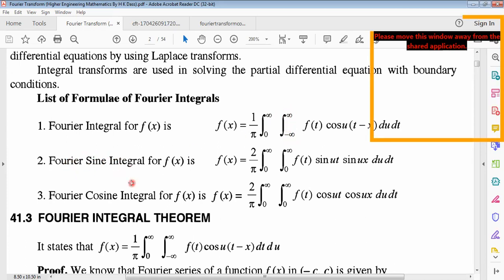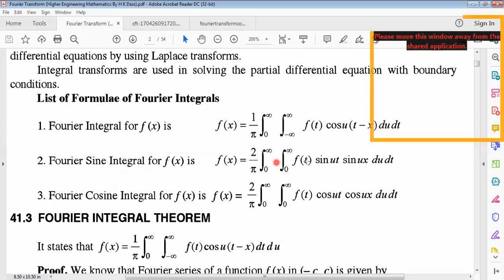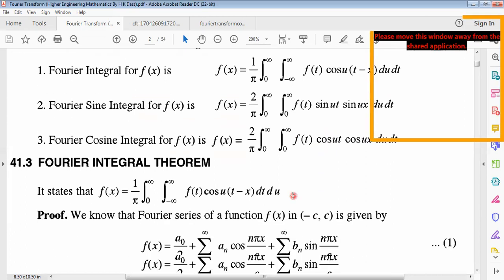Now for the Fourier sine integral, it will be just f of t sin ut sin ux du dt. And for the Fourier cosine integral it will be f of t cos ut cos ux du dt. We have to remember this list of formulas. The first is for the Fourier integral, number two is for the Fourier sine integral, and this is for the Fourier cosine integral. We have to remember these three formulas.